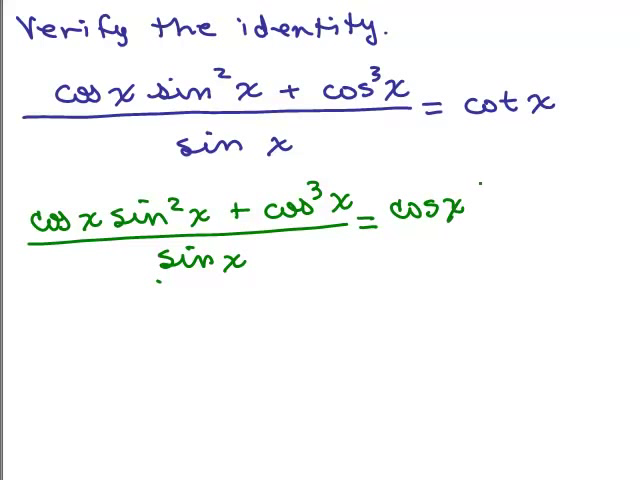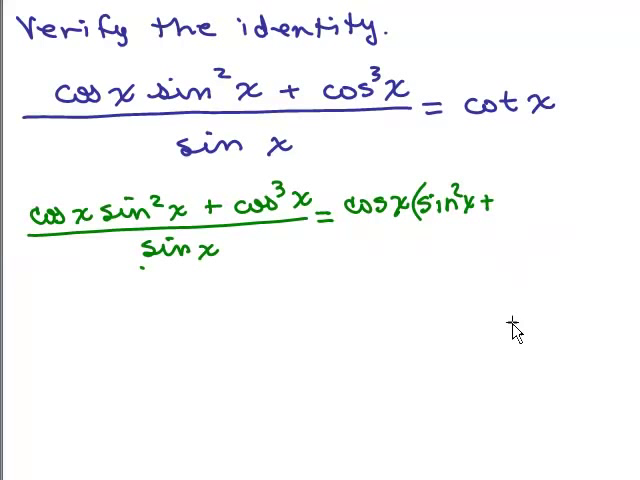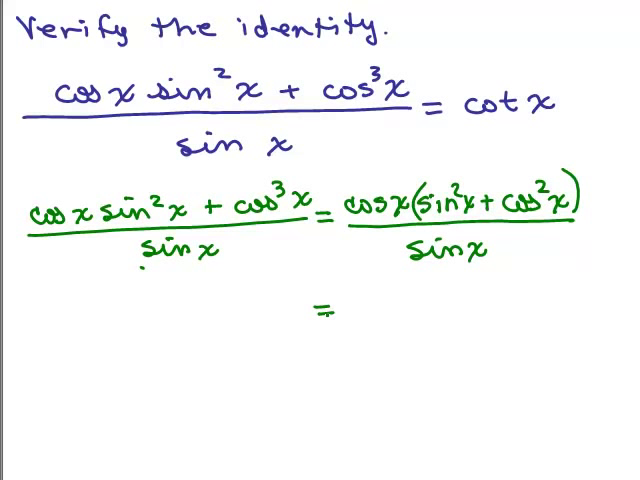So if I factor out a cosine x, I get sine squared x plus cosine squared x. I'm writing a little too big, so I'm going to make that smaller so I can fit it in. Plus cosine squared x. And that's the numerator, and I have this sine x in the denominator. Okay, now, do we see anything we could do from here?